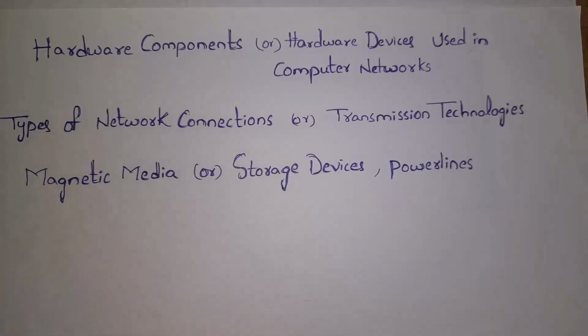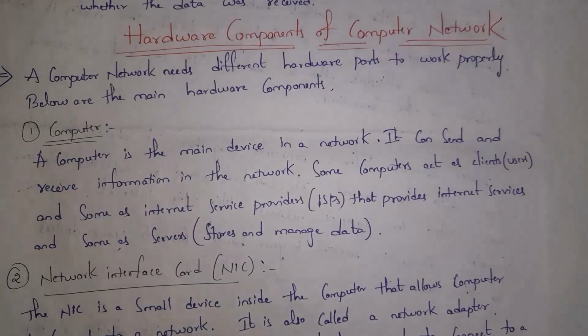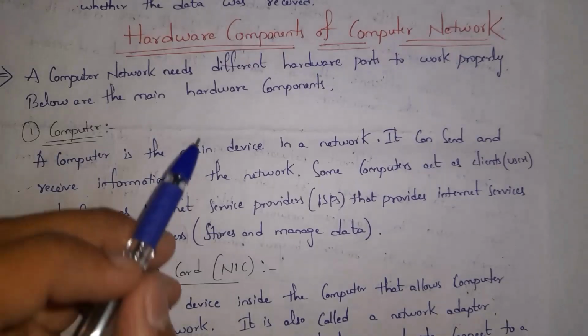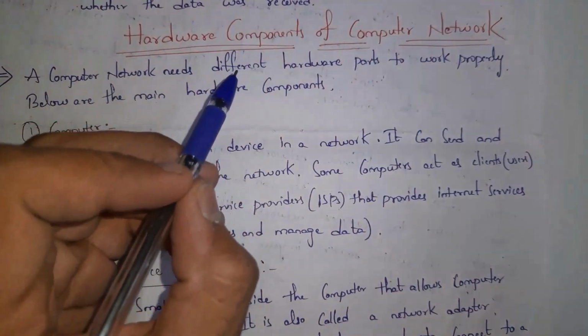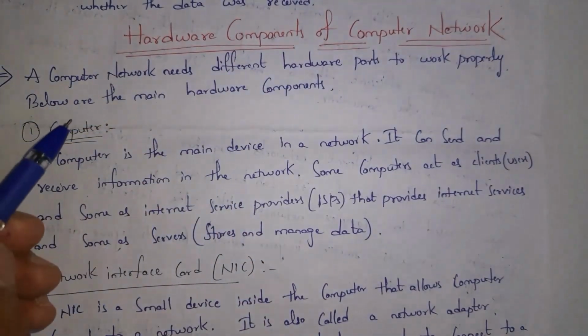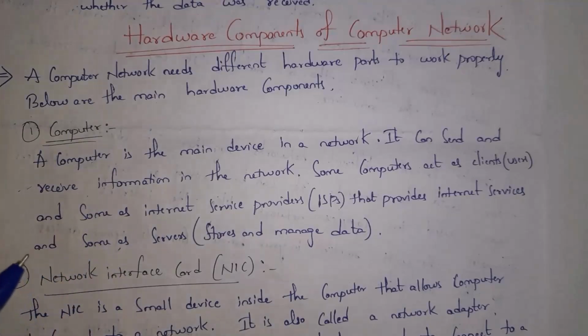Let's get started. Guys, at first I will explain hardware components of computer network. Guys, computer network needs different kinds of hardware parts to work properly. These are some of the important hardware components. And the first one is computer. Guys, computer is the main device in a network. By using computer, we can send and we can receive information in the network. For example, we can send information like messages, songs, movies, etc. in a network by using computer.